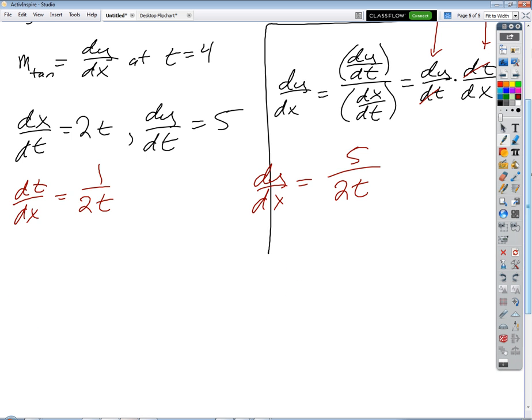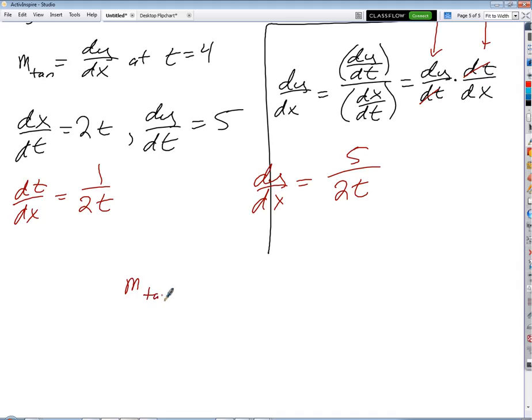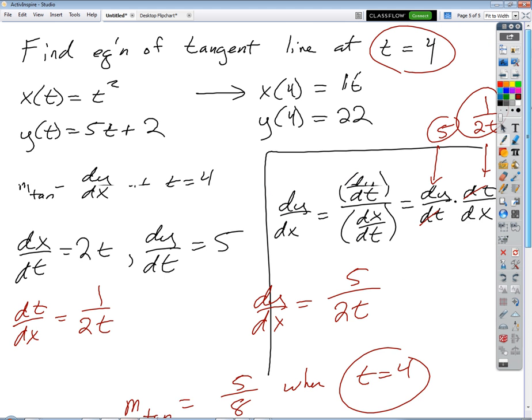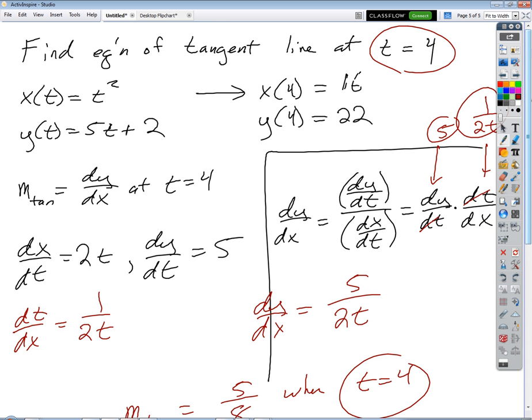So we know that the slope of the tangent line is 5 over 8 when t equals 4. And that's all we need, isn't it? If we have the slope of a tangent line and we have a point of tangency, which is right here, 16, 22, it's a simple matter to come up with the equation of a line, right? We have a point and a slope. Okay? Make sense?